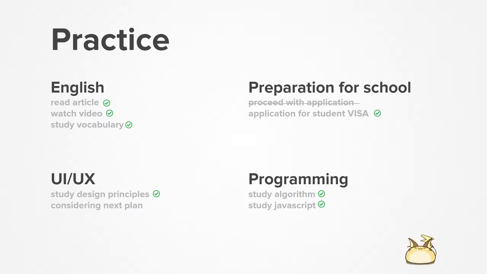And about UI/UX, I studied design principles. Today I forgot to check, but I also considered the Mac. I found there is a campaign discounting the MacBook Pro on the official site, like an education sale for students, and I can get a discount of a lot of money, maybe around $200 or $300. So I was very pleased. And about programming, I studied algorithms and JavaScript.